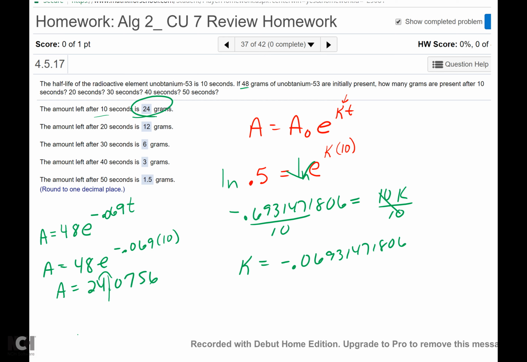I'm going to do the same thing and change time to 20, but again, if the half-life is every 10 seconds, I'm increasing by 10 seconds.